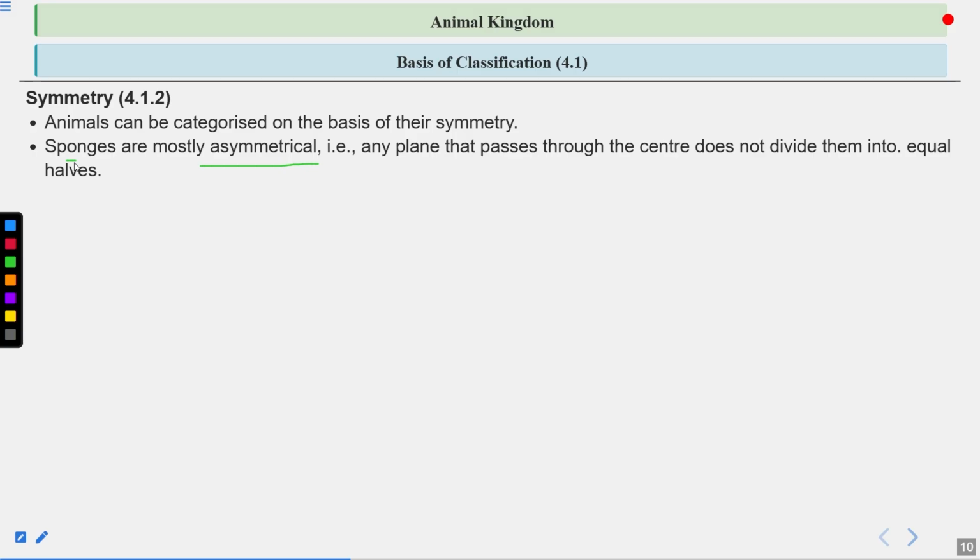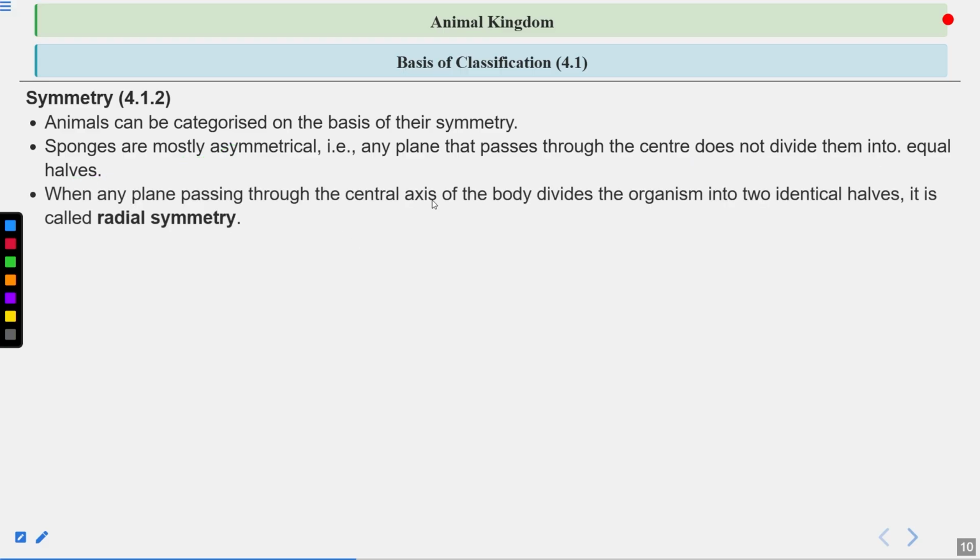But sometimes organisms are such that you divide the organism but it does not divide equally. That we see in the case of sponges. That is why they are asymmetrical. No symmetry is there. Any plane that passes through the center does not divide them into equal halves, and that is why it is called asymmetrical.